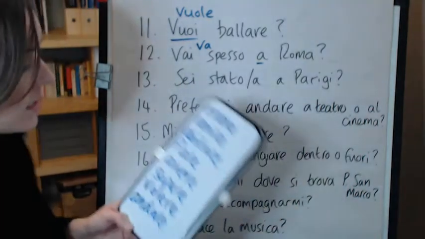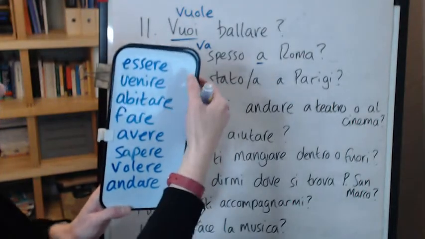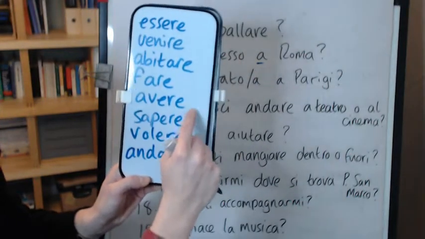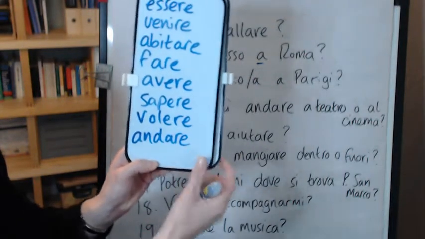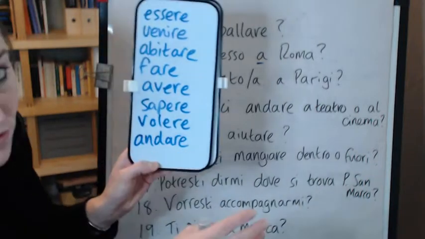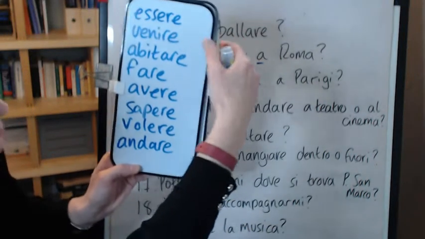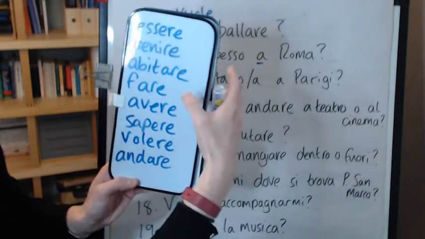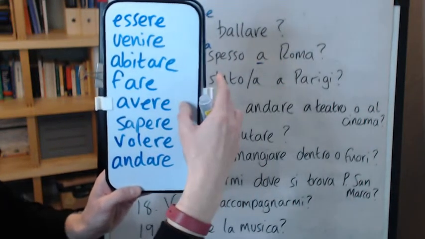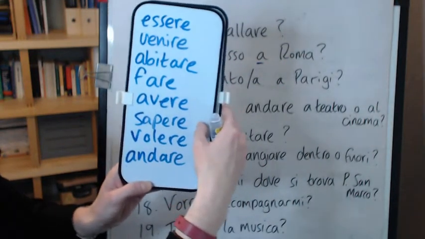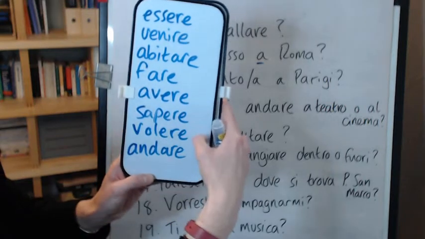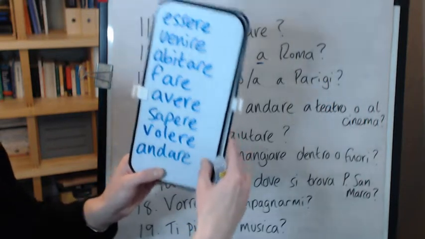Okay, so we've seen essere, venire, abitare, fare, avere, sapere, volere, andare. All these verbs are the infinitive forms. To be, to come, to live, to inhabit, to do or to make, to have or to have got, to know, one of the versions, to want and to go.